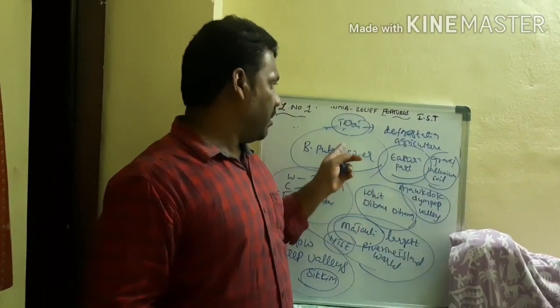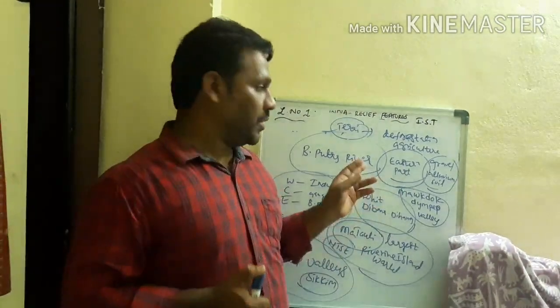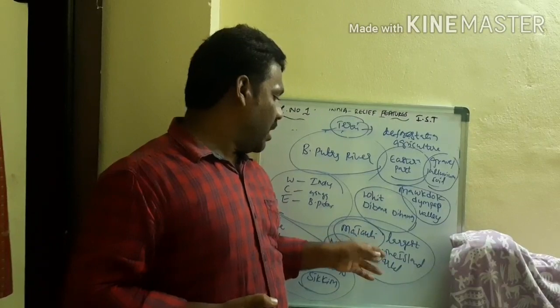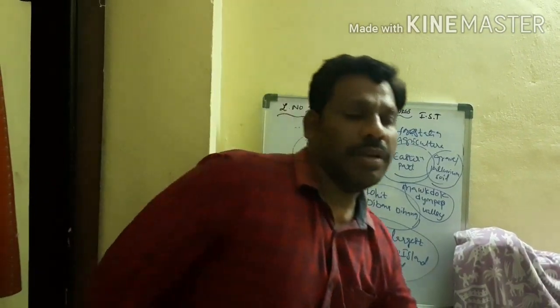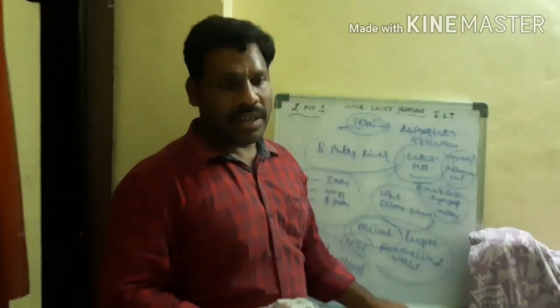Till now we discussed the Himadri, Himachal and Shivaliks, and the Indo-Gangetic plains, about the Indus river, Ganga river, and next, the Brahmaputra river. And we discussed the importance of the Himalayas. How do the Himalayas influence our country, Indian agriculture and climate?